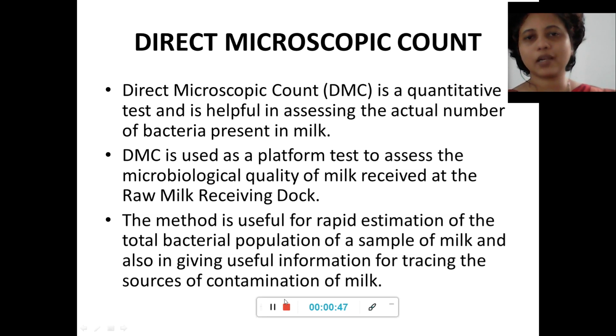So what does it mean? Directly you take a microscopic count of the milk. Let's see how it is.